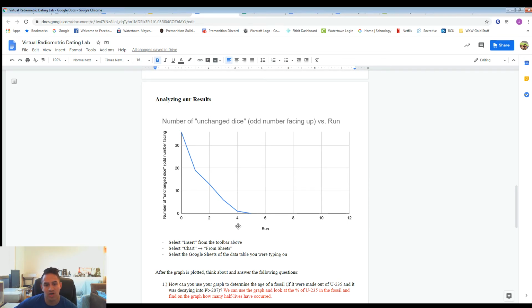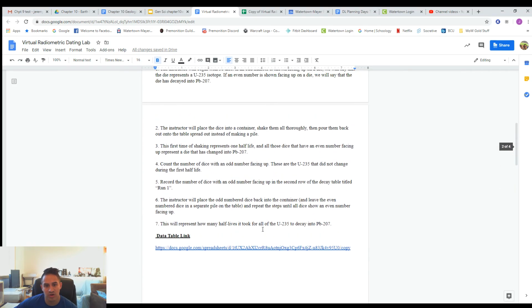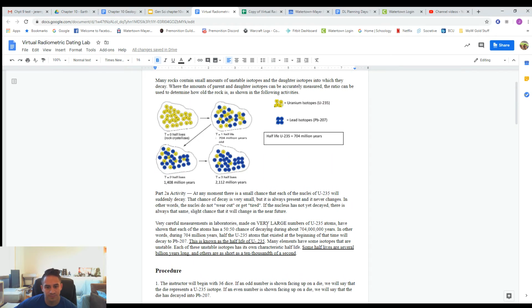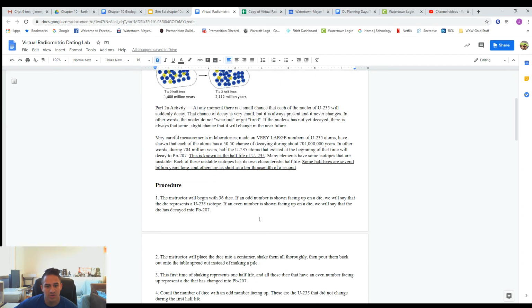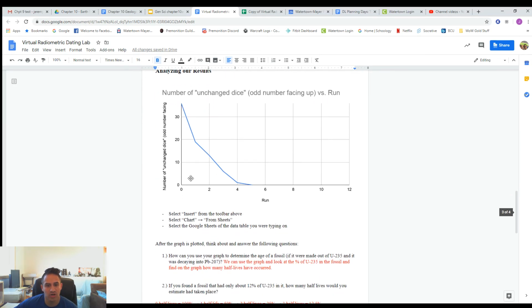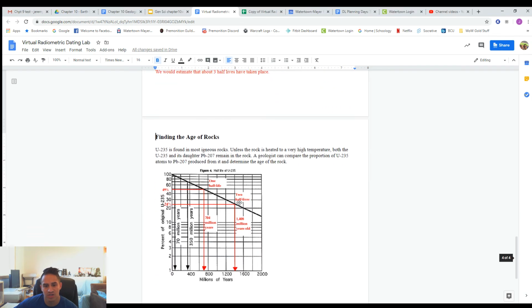But if we know how long one half-life is, and earlier it tells us that the half-life for uranium here is 704 million years, then every time one run goes by, that would be 704 million years. We could use our graph to also determine how old a fossil is, just like you could use this graph here.